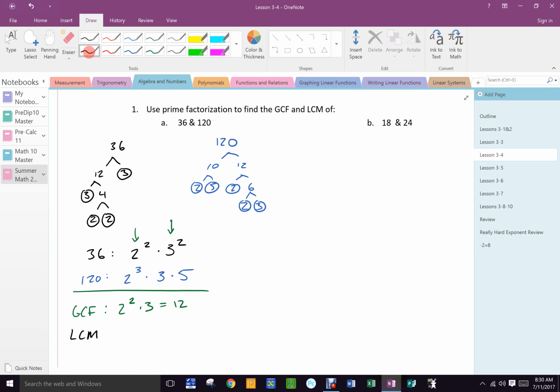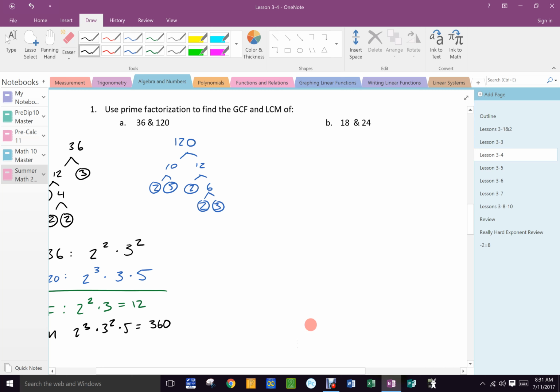The LCM, I got to count everything, but only once. How many 2's do I have to count to cover everybody? 3. How many 3's do I have to count to cover everybody? 2. Anything else that I have to count? The 5. So that's 8 times 9 is 72, times 5 is 360. Is everybody good at GCF and LCM? Okay, try the next one.